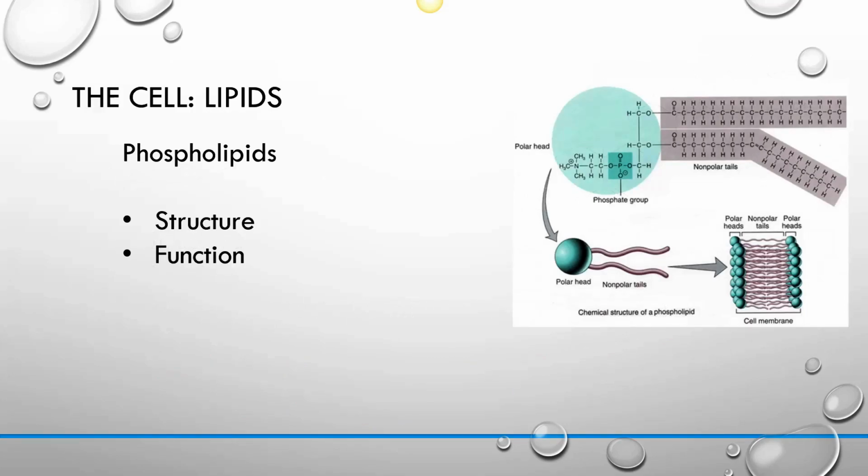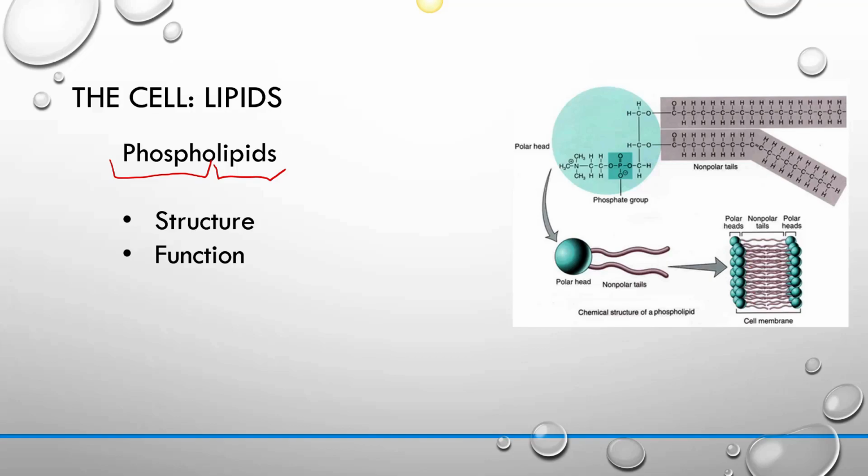Now here's a phospholipid. A phospholipid has a phosphate head and two lipid tails. So this is a picture of the phosphate head, and then you can see the two lipid tails here. The function of a phospholipid is it helps make up the phospholipid bilayer, also known as the cell membrane. And we'll talk about the cell membrane structure in just a little bit. But here's a picture showing the phosphate heads all coming together and the lipid tails in the middle.